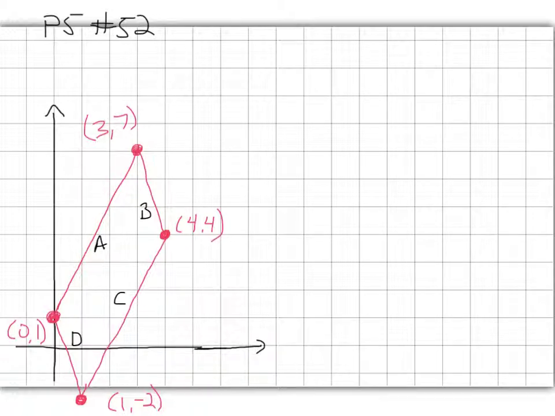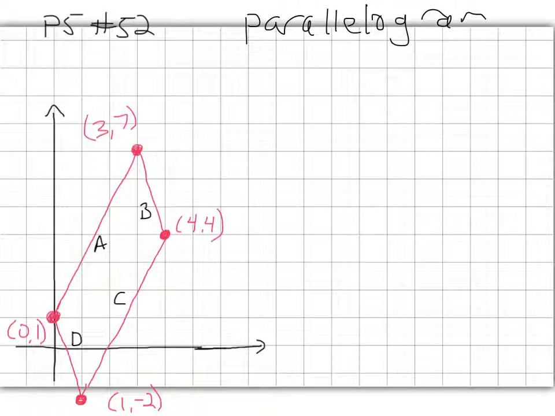A parallelogram is an object that has two pairs of sides that are the same length, right? So we want D to be equal to B and A is equal to C. If we do that, that is sufficient to show that this is a parallelogram. So let's calculate out the length of our sides.